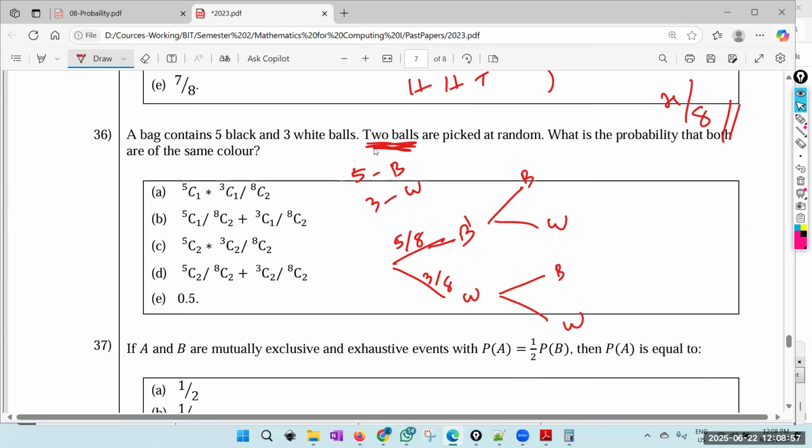And do they say we put it back? The bag contains 5 black and 3 white. The balls are picked at random. What is the probability that both are the same color? I hope this means we don't put it back, because they have not mentioned that we are putting it back. Okay, because we just pick randomly. So then I will say this is 4 out of 7, 3 out of 7. This one, 5 out of 7, 2 out of 7.